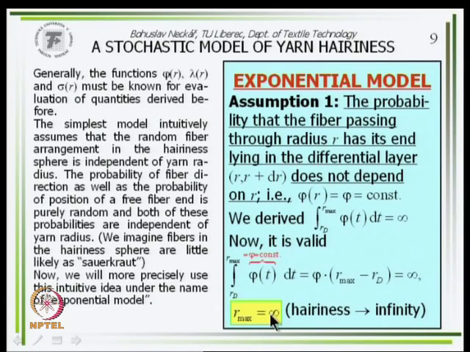In such a model, when we accept this assumption, in the hairiness sphere we have a smaller number of protruding fibers, but it is going to infinity. The maximum radius is going to infinity. It's not real, but not too difficult, because the longest fibers are only a few, and in each case the dominant part of hair is at a short distance from the yarn body. So it is possible to accept.